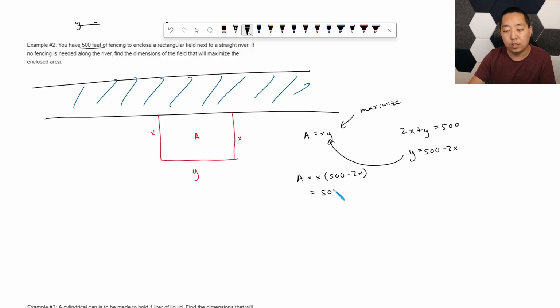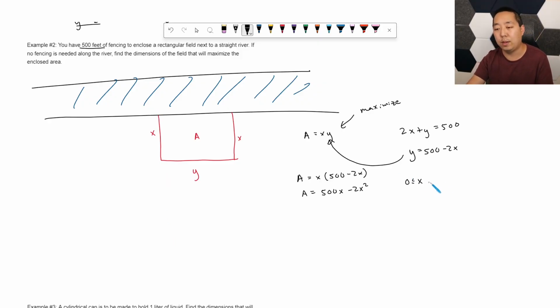Right? And if I distribute, it's 500x minus 2x squared. So then I want to think about what is the biggest and smallest x can be. I have to use at least 0, right? It could be 0. And the most x could be is if I made y 0. The biggest I could do is just 250, then 250 back.